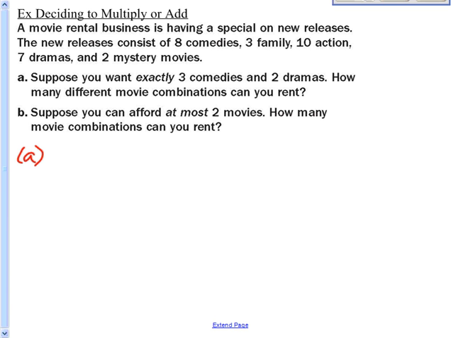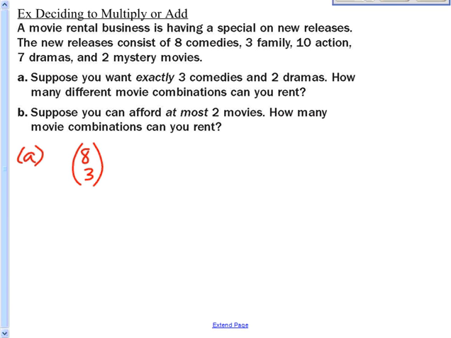So you say, well, first of all, how many comedies do I have to choose from? I have 8 total comedies to choose from, and I'm choosing 3. That's the number of ways that I can choose 3 comedies from 8, right? 8 choose 3. It doesn't matter what order the 3 movies are in. That's how many ways I can choose 3 different movies.